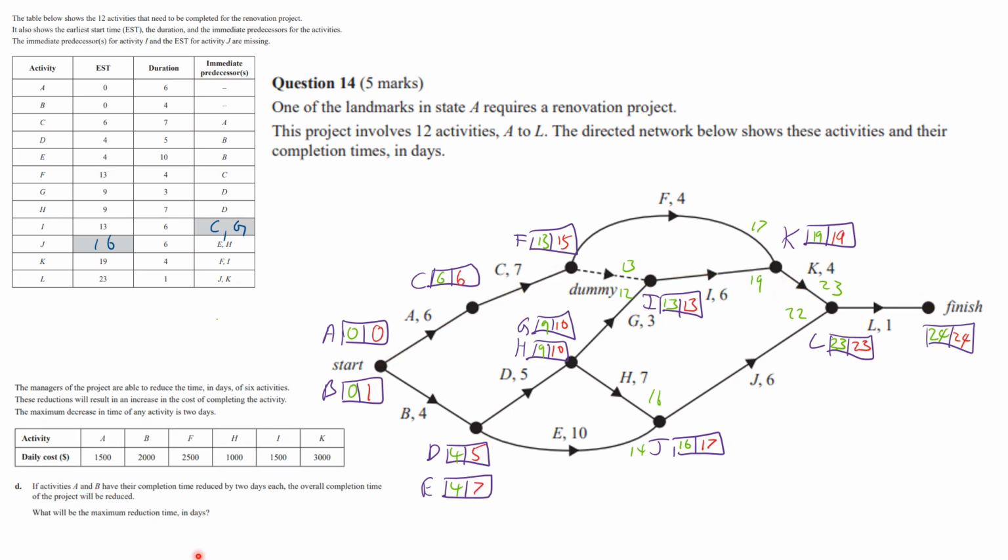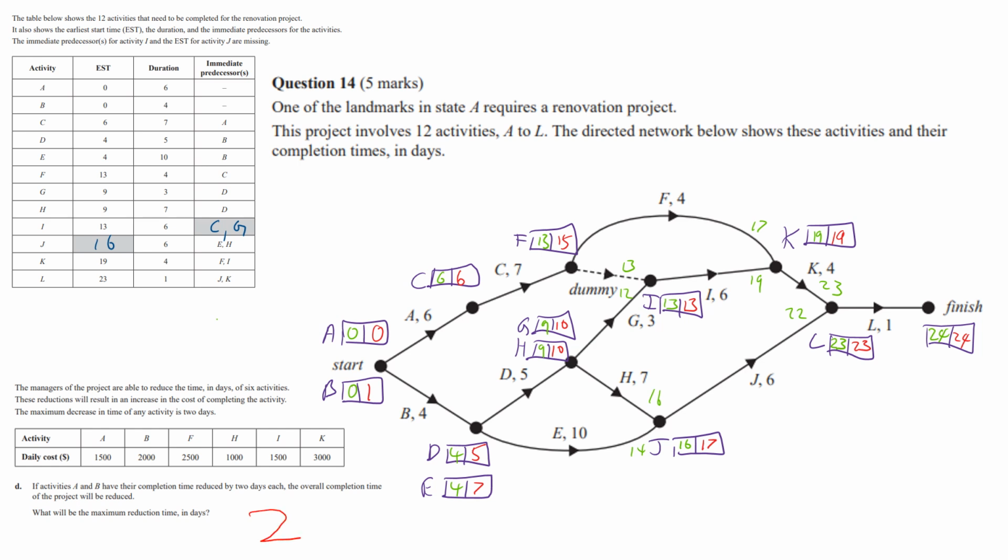Okay, so this needs to be read out aloud because it's very small. If activities A and B, these two here, have their completion time reduced by 2 days each, the overall completion time of the project will be reduced. What is the maximum reduction time in days? Now, all paths either go through A or through B. So if you reduce both by 2, you're going to reduce all paths by 2. Therefore, the answer is 2.